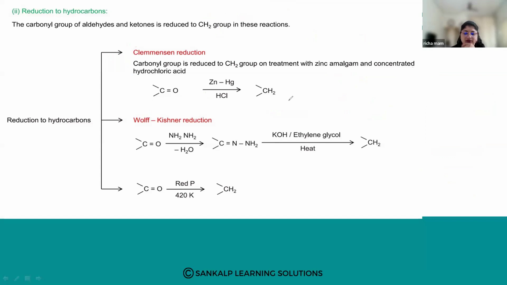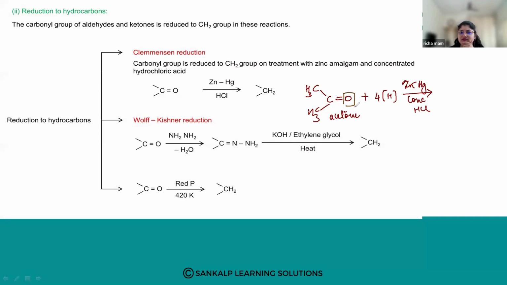Next, shall I give you one more? Now I want the answer from you. That was with respect to an aldehyde. Now let me give you a ketone. Take the ketone, react it with four hydrogen atoms in the presence of zinc amalgam and concentrated HCl. What are we going to get?